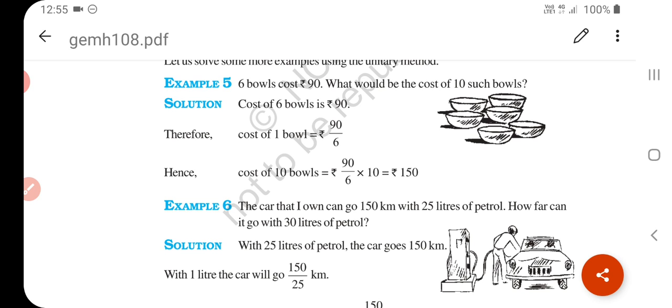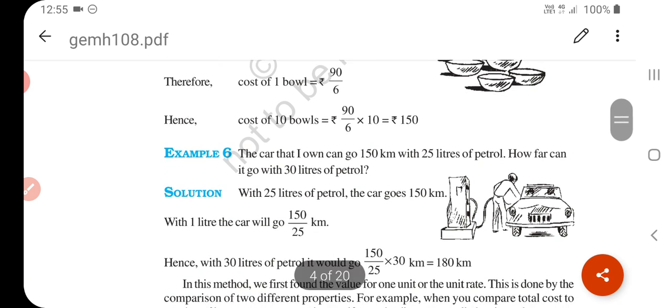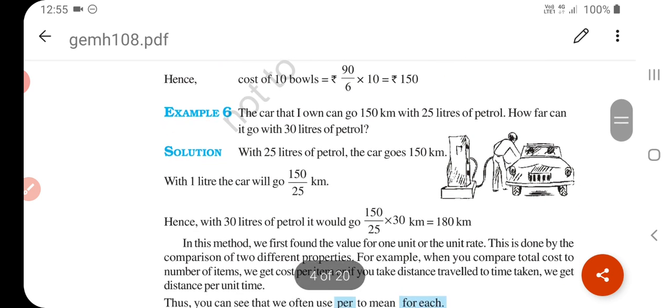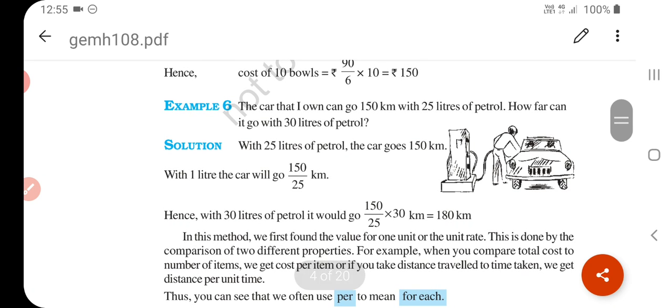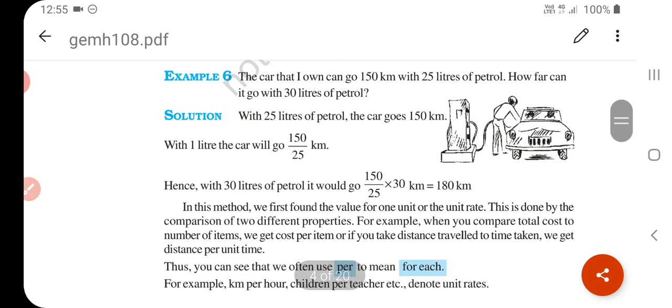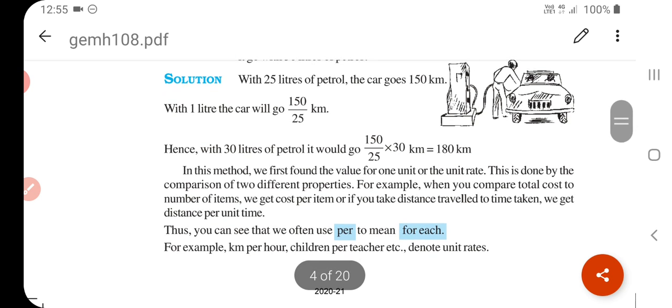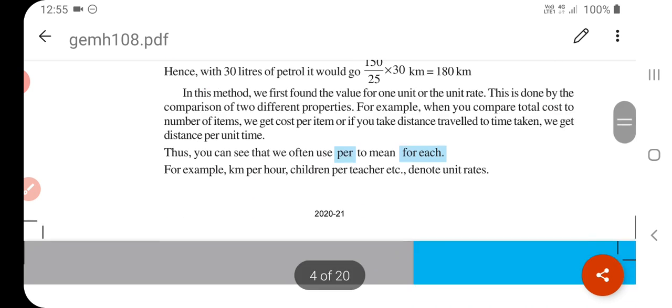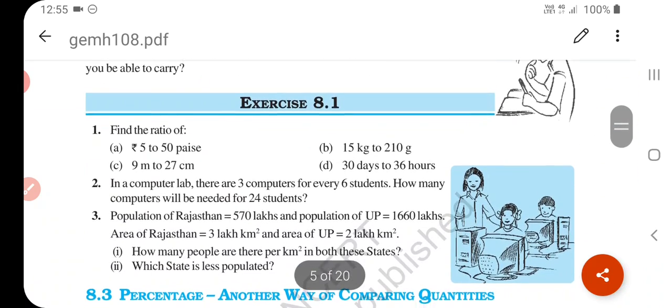Now see the example number 6 also. The car that I own can go 150 km with 25 liter of petrol. How far can it go with 30 liter of petrol? With 25 लीटर में कितना चल रही है? 150. तो 1 लीटर में कितना चलेगी? 150 अपॉन 25. Okay, so 30 लीटर में कितना चलेगी? 150 अपॉन 25 इंटू 30. Okay, understand? So this way you have to find the answer of the question.